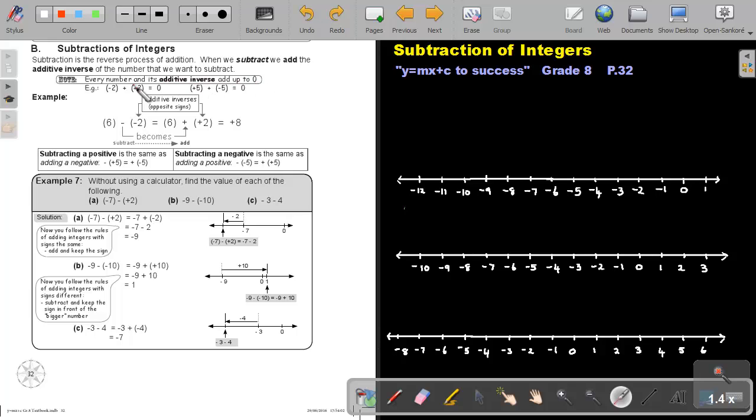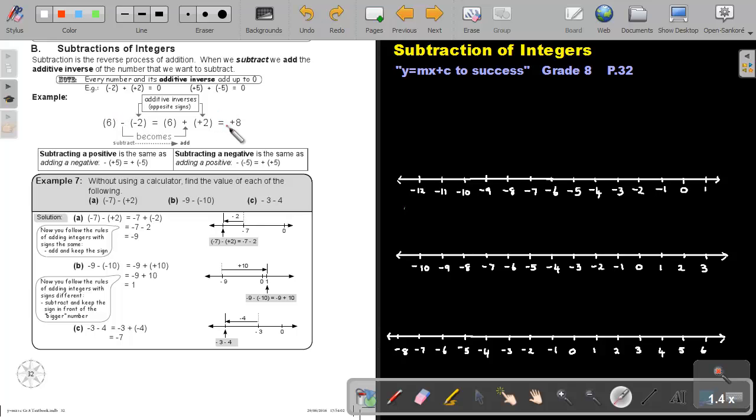So check. What will be the additive inverse of negative 2? That will be positive 2. And if I add it up, I will get 0. What will be the additive inverse of positive 5? That will be negative 5. And if I add it up, I will get 0.